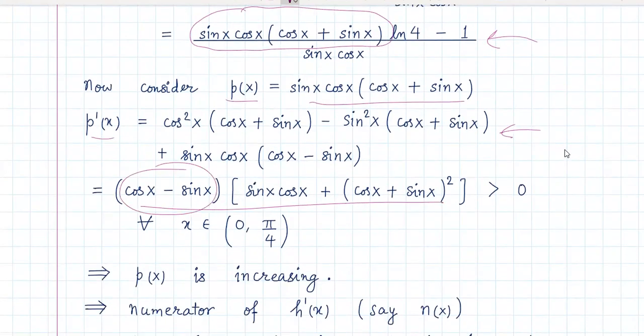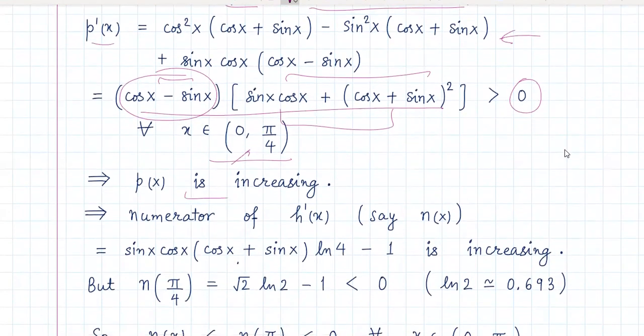So cos x minus sin x comes out common, and inside we are left with this quantity, which is obviously greater than 0 for all x in the open interval 0 to pi by 4, because cosine is greater than sin x in this interval, and this is obviously positive. So p of x is an increasing function in this interval.